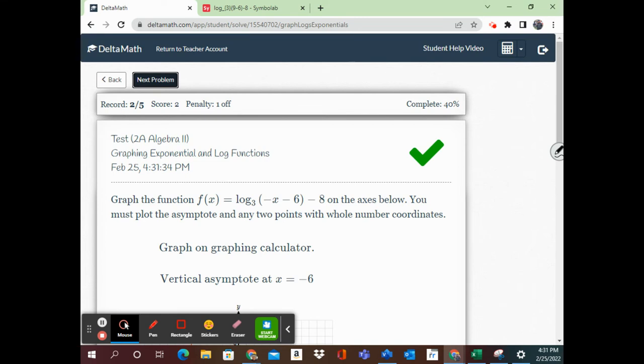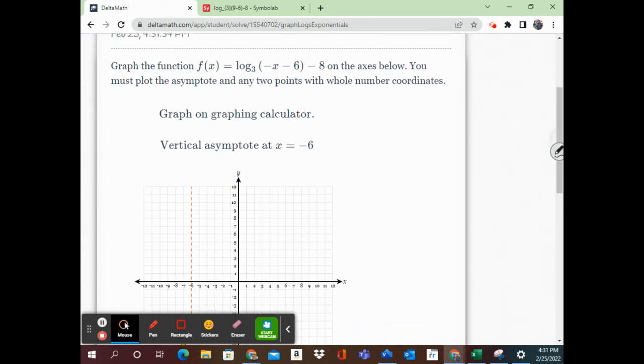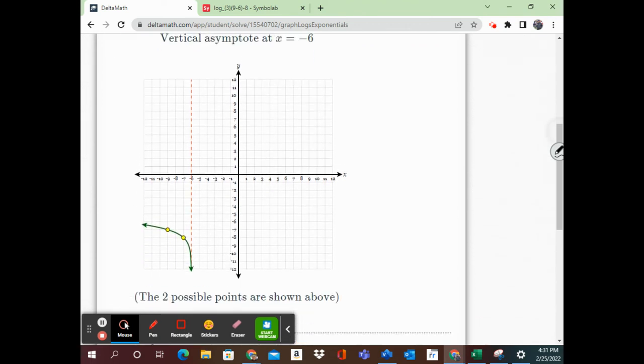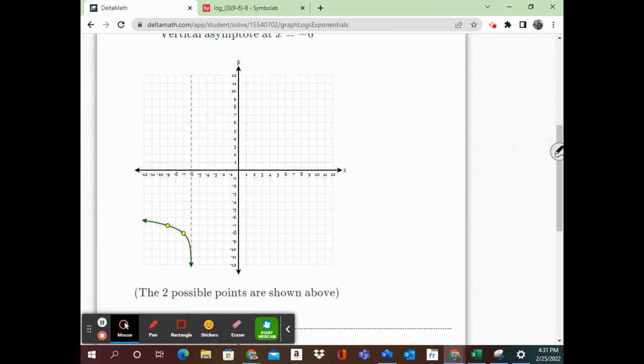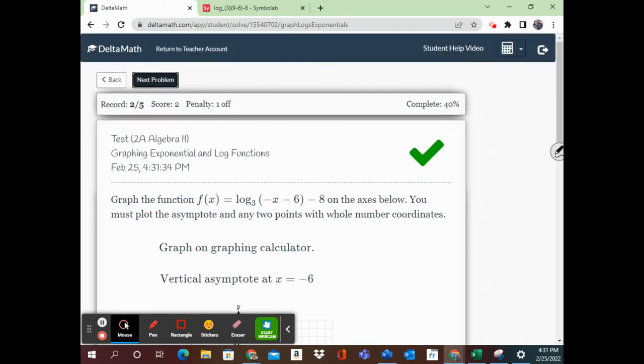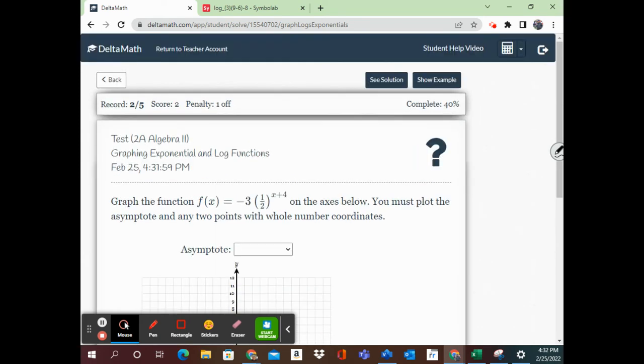So again, to find out the asymptote, we're going to take our horizontal shift, that -x minus 6 piece, and set that equal to 0 and solve for x. Then I'm going to plug in and figure out which side of the graph it is approaching. Is it approaching the left-hand side or the right-hand side? All right, let's go ahead and work on another one and see where we can get to.